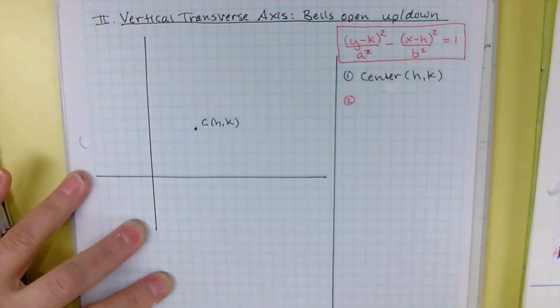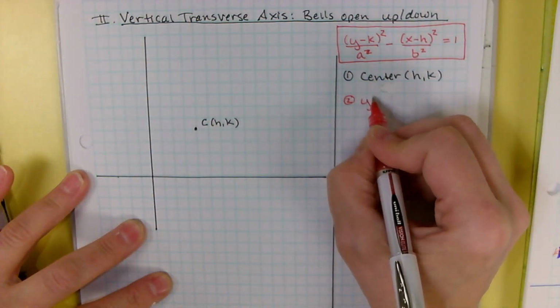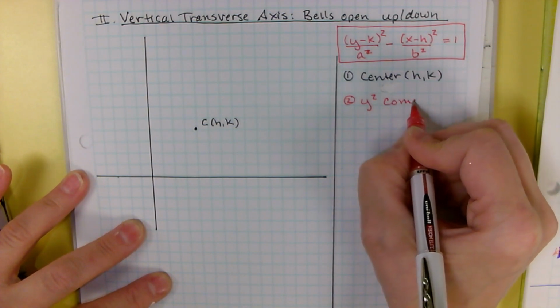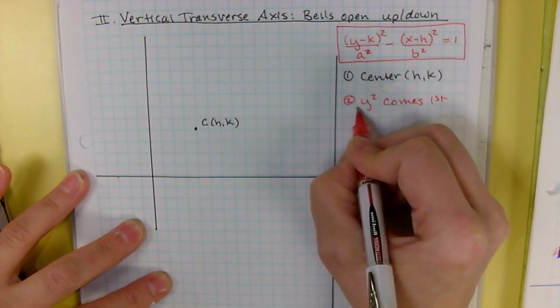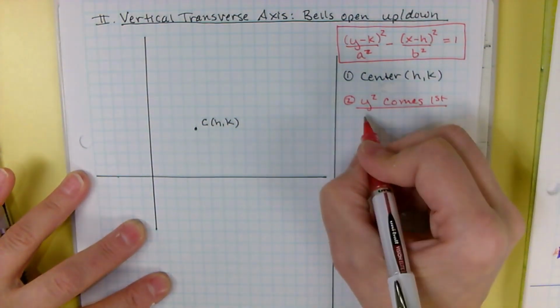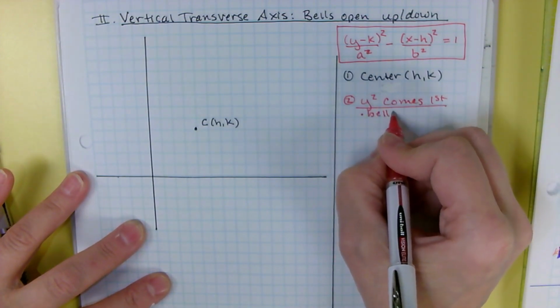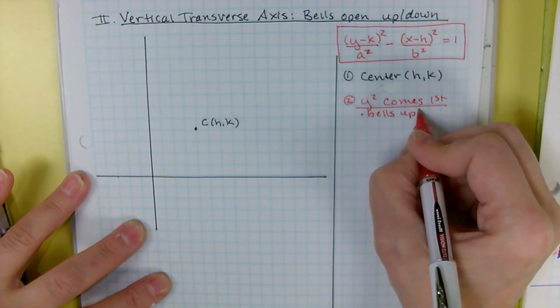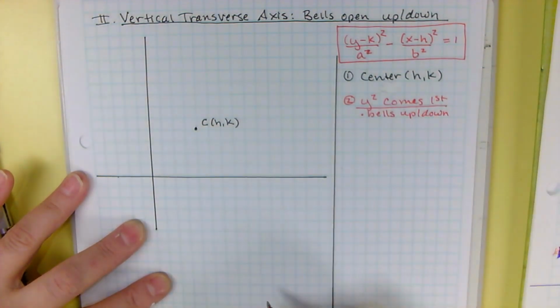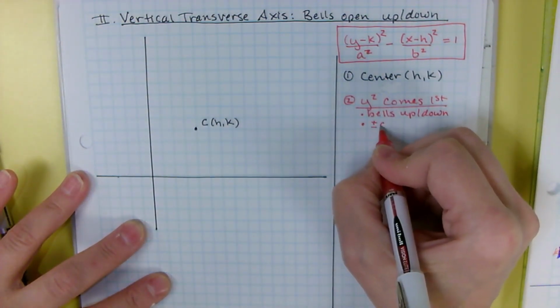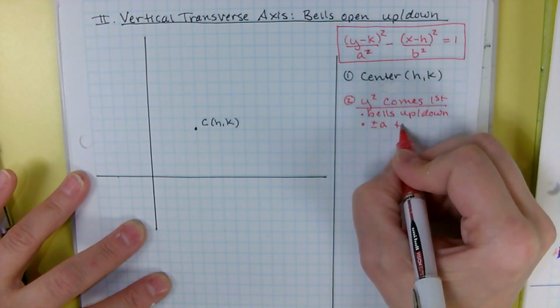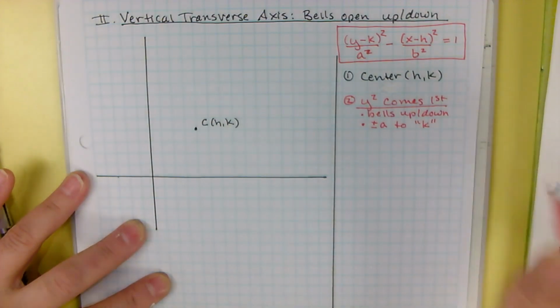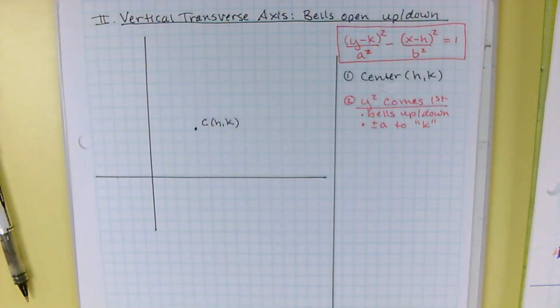Number 2. In this one, the y squared comes first. So because it comes first, primarily it tells you that the bells are going to open up and down. But it also tells you that you're going to add and subtract A to the K coordinate. So it's going to go up and down.